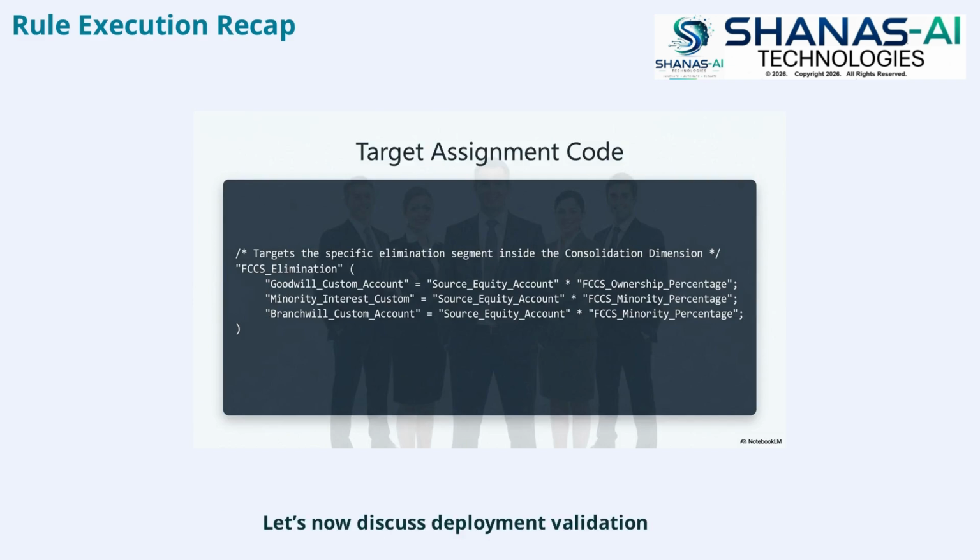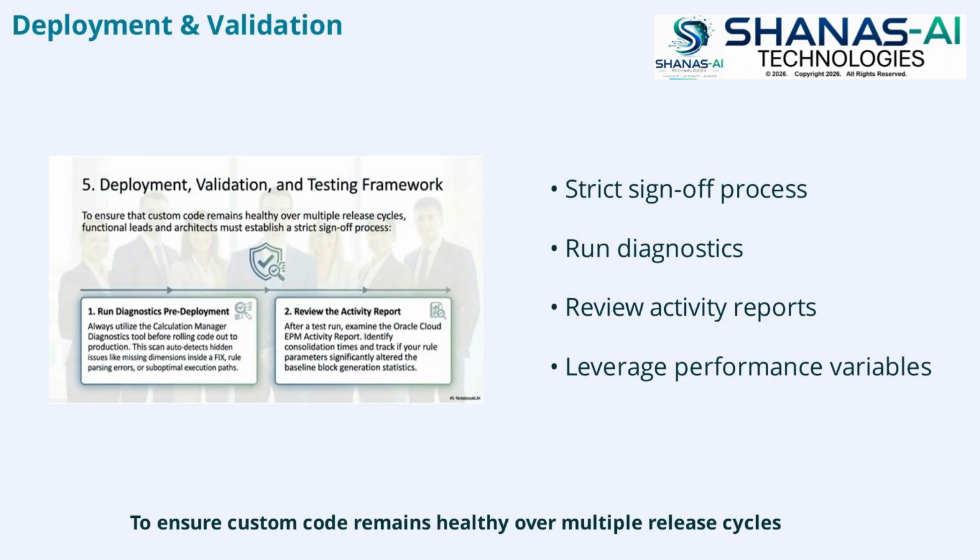Let's now discuss deployment, validation, and testing frameworks for custom FCCS rules. To ensure custom code remains healthy over multiple release cycles, establish a strict sign-off process. This includes running diagnostics pre-deployment, reviewing activity reports, leveraging performance variables, and implementing system housekeeping. These steps guarantee that your rules are robust, efficient, and maintainable.